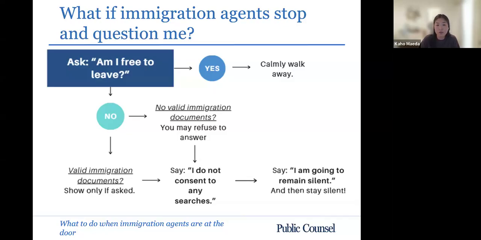If you do not have valid immigration documents, you are allowed to refuse to answer. And so you can say, I do not consent to any searches. And then you can also state, I'm going to remain silent, and then do exactly that, stay silent. It's important to note that you do not have to answer questions about your immigration status, where you were born, where you live, where you are from, or whether you have documents. So always keep that in mind if you do encounter an ICE agent.